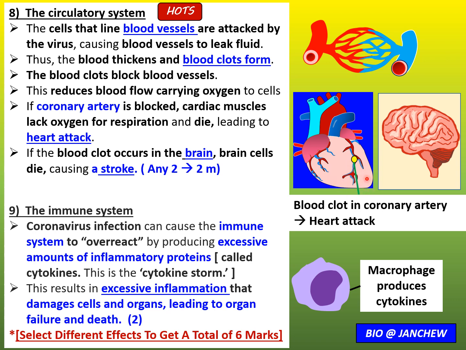So when the cardiac muscles die, it can lead to a heart attack. Okay, so blood clot can lead to a heart attack because it will block the blood flow that supplies oxygen to the cardiac muscles or the muscles of the heart.